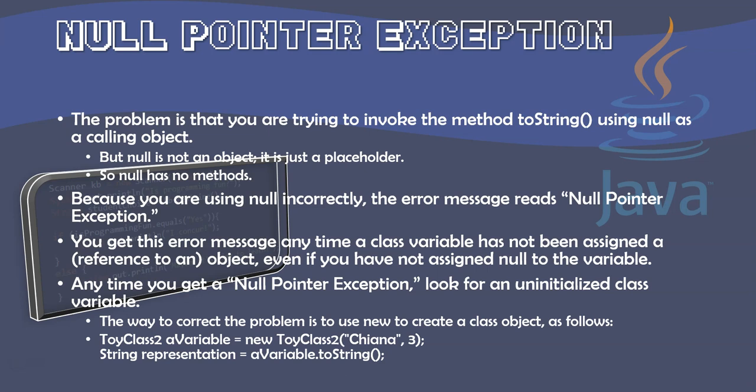So of course, the best way is always to first create a new class object, as we've been doing, and as we see here in the example, toy class 2, a variable equals new toy class 2. That allows us to initialize that into a variable. If I had left that as equals null, then of course we get that error.